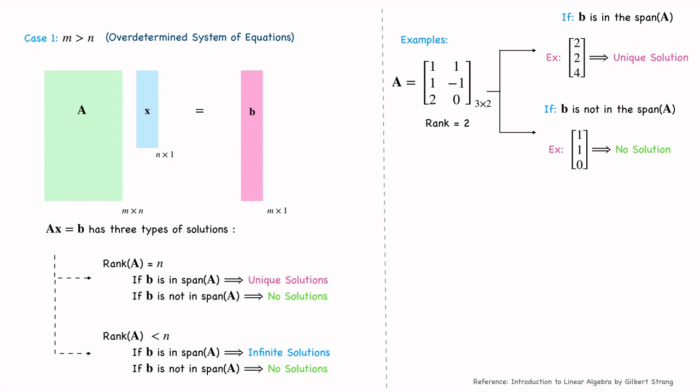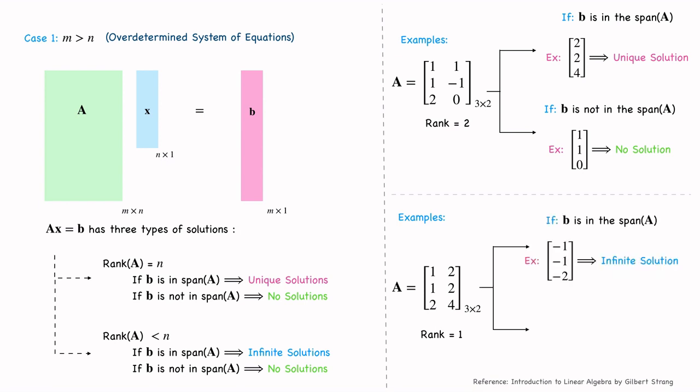There are no dependent vectors, whereas when A is having a dependent vector, which means the rank is less than 2, in this particular case rank is equal to 1. When such is the case, once again you have two cases. When B is in the span of A, which means it comes with some scalar multiplication of the columns of A, then you will have infinite solutions. You are having infinite solutions because there are dependent vectors; rank equal to 1 indicates that there is only one independent vector and the rest are all dependent vectors. And if B is not in the span of A, then you will have no solutions.